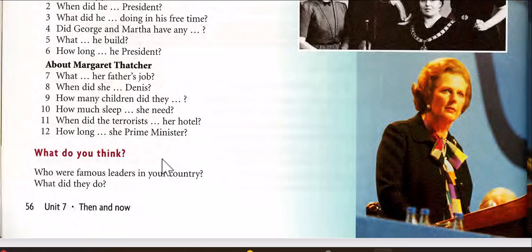So what do you think? This is about your thought. Who were famous leaders in your country and what did they do? You have to think about the famous personalities of our country, India, and what they did. You have to mention at least 2 or 3 things about them.